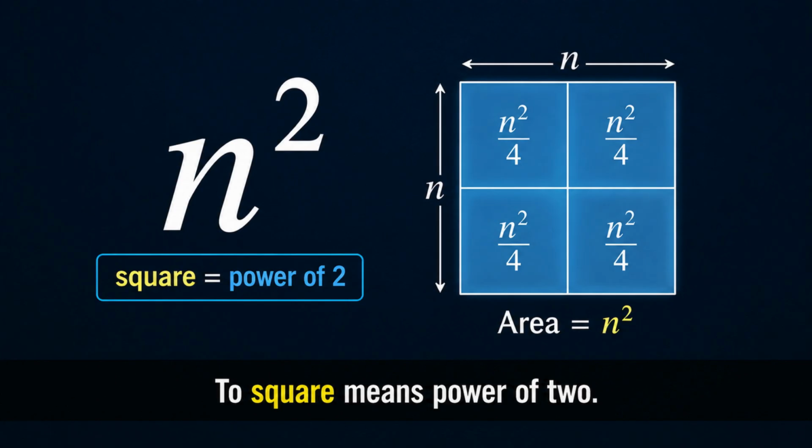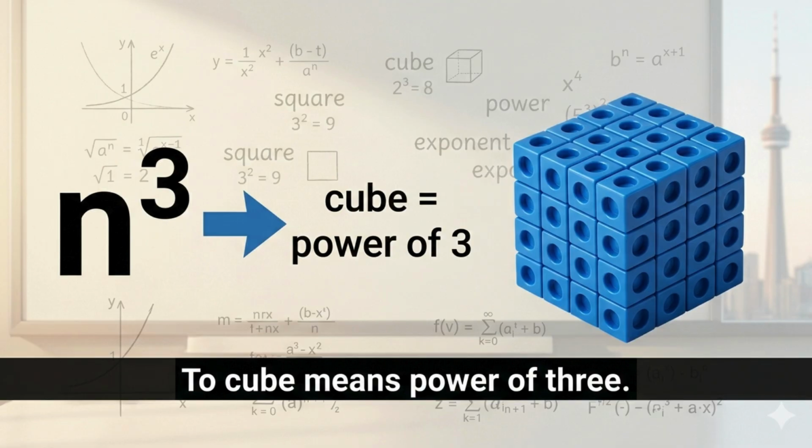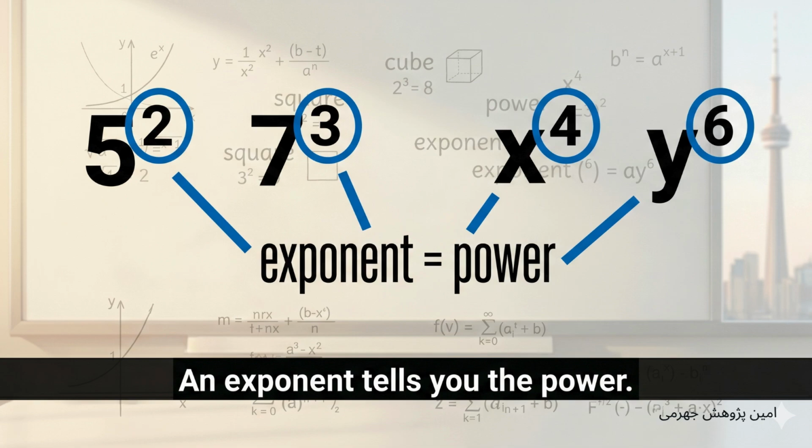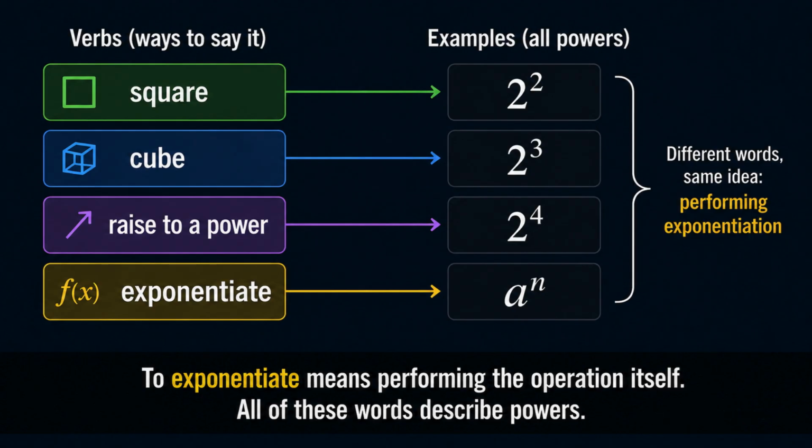So here is the key. To square means power of 2. To cube means power of 3. To raise to a power means any exponent. An exponent tells you the power. And to exponentiate means performing the operation itself. All of these words describe powers, but each one works at a different level of mathematical language.